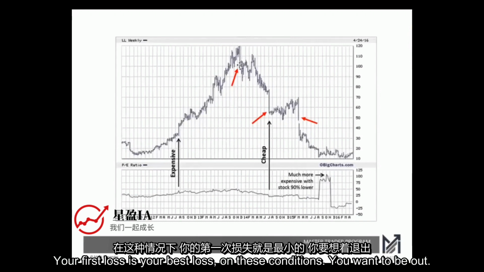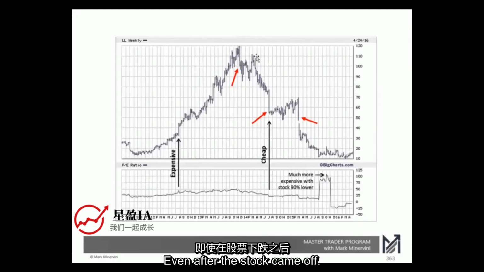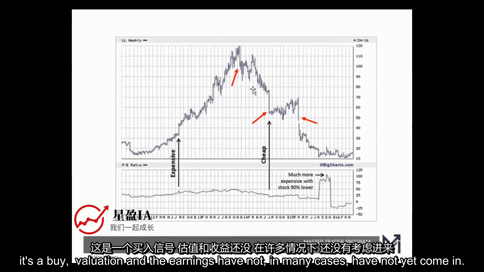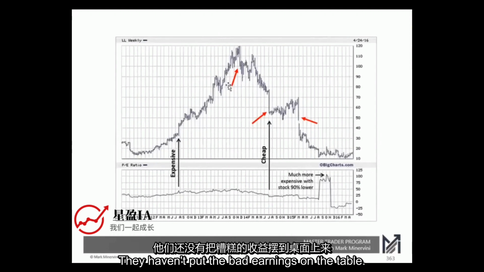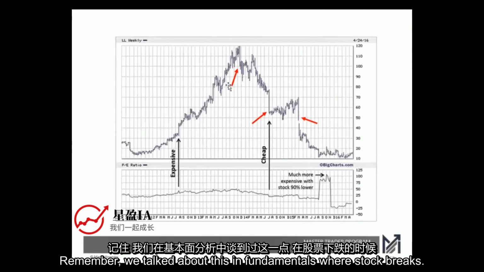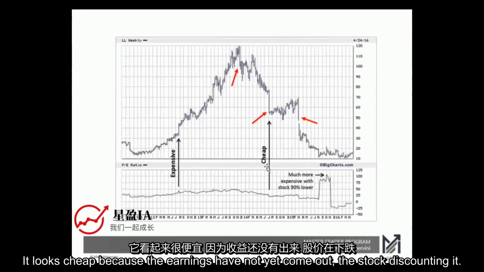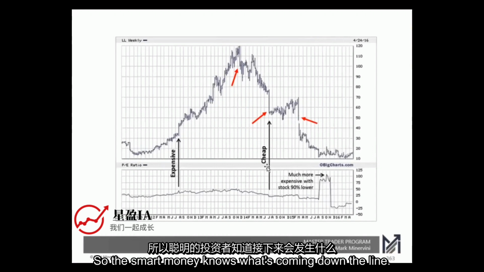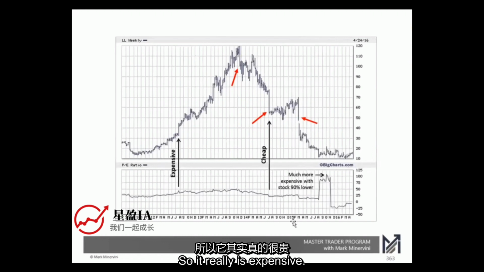Your first loss is your best loss. Under these conditions, you want to be out. Even after the stock came off, here's your biggest break, right? Big break, and now the stock is cheap. This is where analysts, and you'll start to see, say the stock's cheap. It's a buy on valuation, and the earnings have not, in many cases, yet come in. They haven't put the bad earnings on the table. Remember, we talked about this in fundamentals where the stock breaks. It looks cheap because the earnings have not yet come out. The stock's discounting it. There's an intelligence there. So the smart money knows what's coming down the line. So it really is expensive.